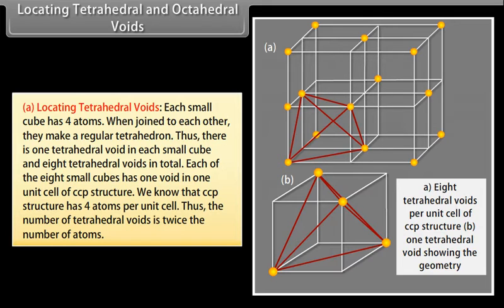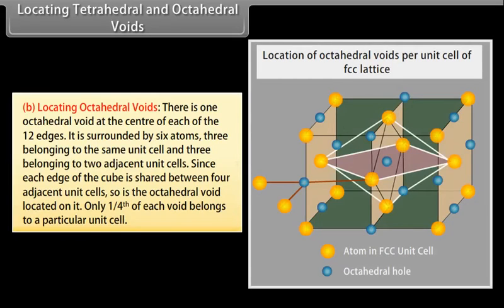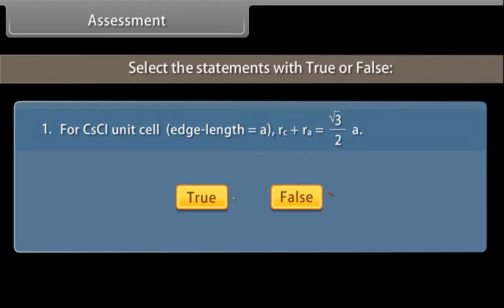Thus, the number of tetrahedral voids is twice the number of atoms. Locating octahedral voids. There is 1 octahedral void at the center of each of the 12 edges. It is surrounded by 6 atoms, 3 belonging to the same unit cell and 3 belonging to 2 adjacent unit cells. Since each edge of the cube is shared between 4 adjacent unit cells, so is the octahedral void located on it. Only 1/4 of each void belongs to a particular unit cell.